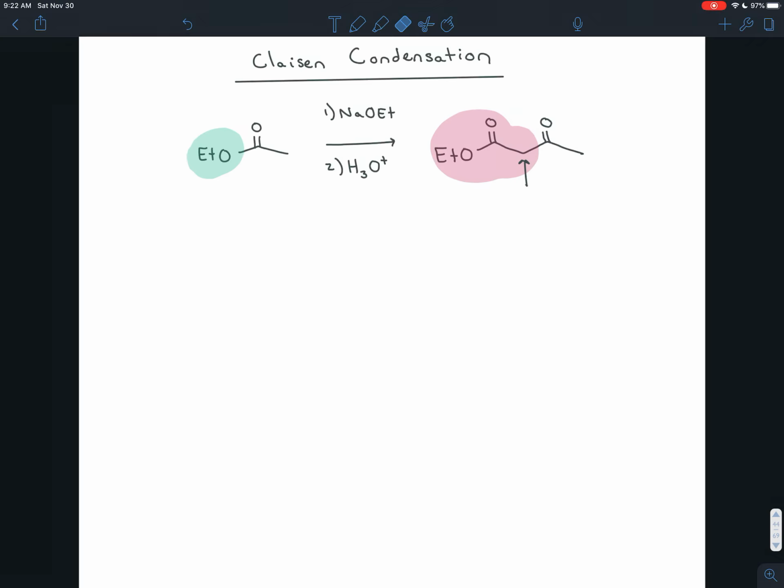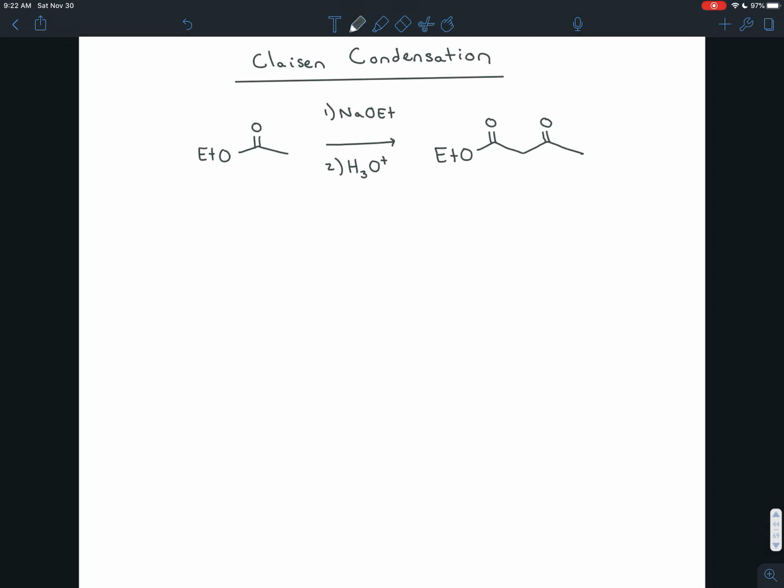Okay, so the last thing is you'll see why you add this water, or the hydronium, at the end. And one important thing to note is that this is done at a relatively low temperature so that it doesn't hydrolyze the ester here.